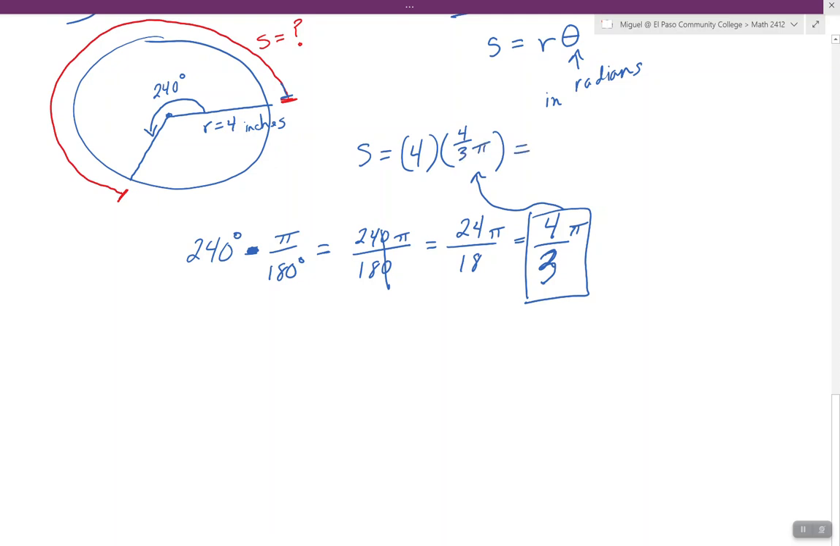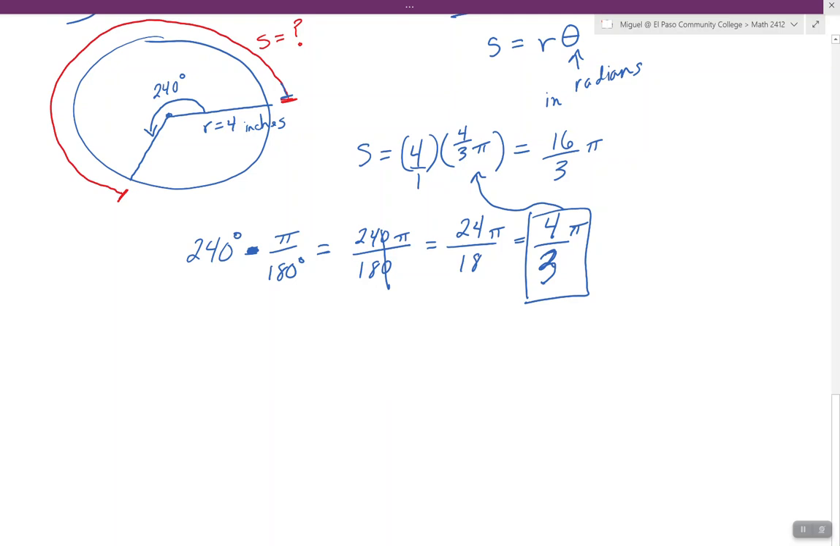So we multiply 4 times 4/3 pi. Remember, 4 is like 4 over 1, basically. We got 16 over 3 pi. This would be the exact answer. If your problem asks you for a decimal approximation, then you can work it out. You would do 16 times pi in your calculator, and then divide by 3 to get a decimal approximation.